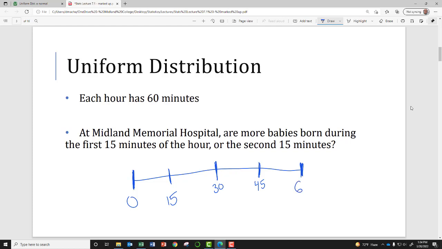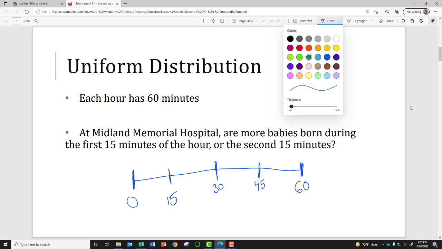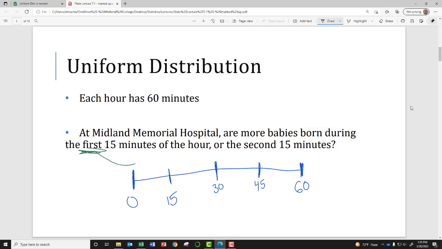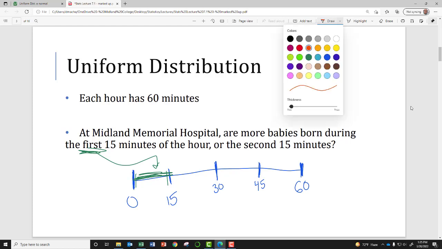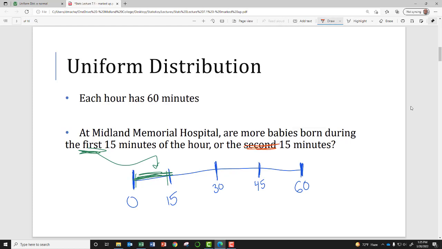What I want to point out is that I don't want to just think about 5 p.m., but I want to consider this hour-long interval for every one of the 24 hours. And just ask this very general, kind of weird question: are more babies going to be born during the first 15 minutes, being this part right here, from here to here? Or are more babies born during the second 15 minutes, which would be from here to here?